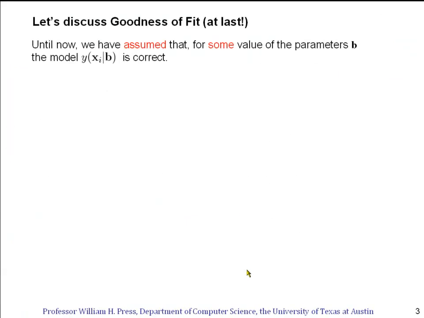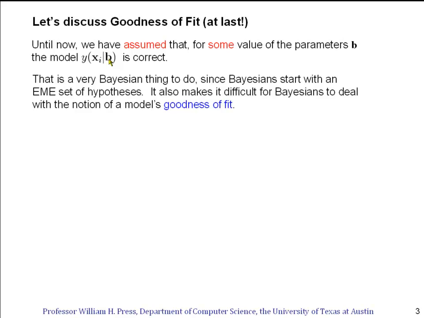Well, now to goodness of fit. Up to now, we've always assumed that there's some value of the parameters b that make the model y, as a function of the x's where we make the measurements and the parameters b, correct. That for some value of b at least the model is correct. And now we have to ask what's going to happen if that's not true.